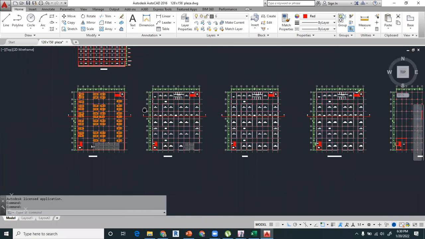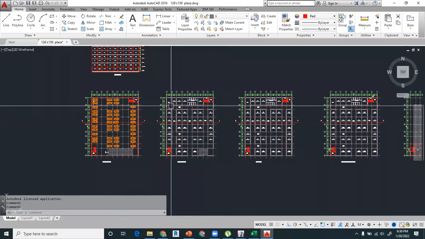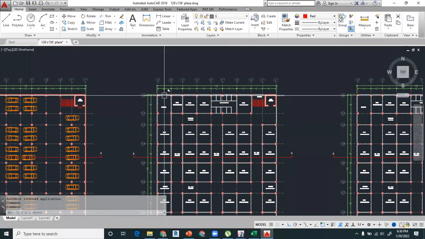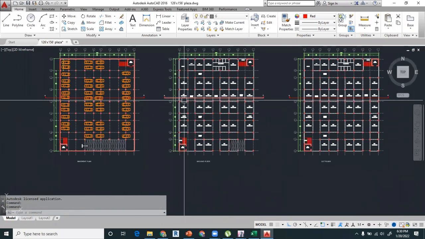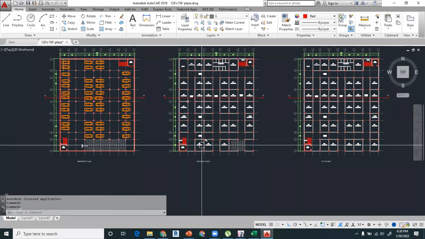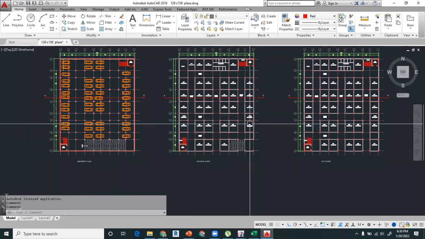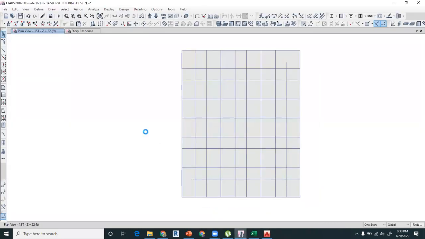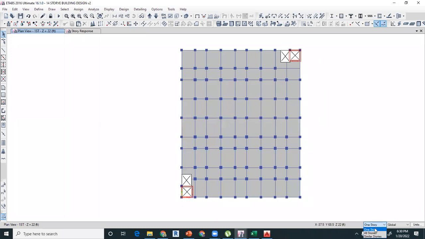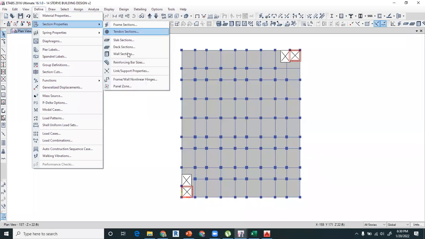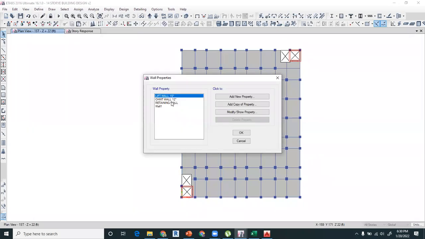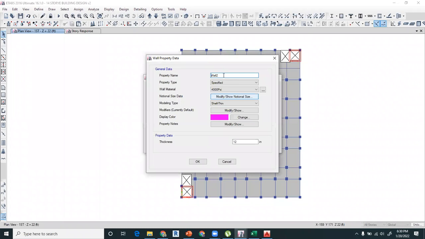So we have to provide shear walls in different locations. We can provide in here, we can provide in some middle portion in here, we can provide in this direction, in here, many options it can be. So let us go to the ETABS, and we have to select all the stories, and let us define a section for the shear wall. So add new property, and let us click shear wall.